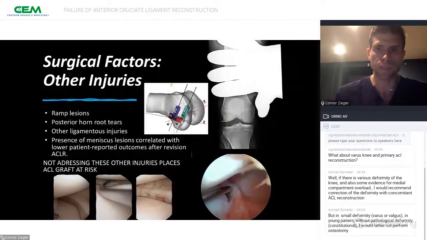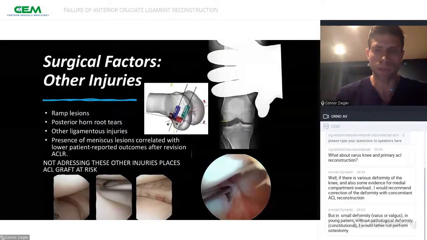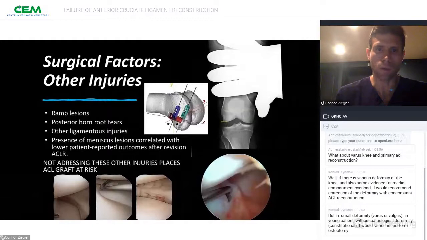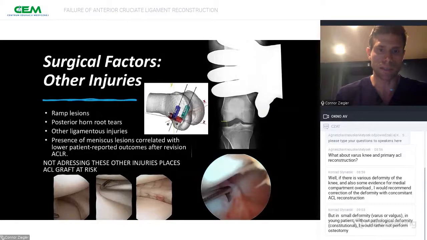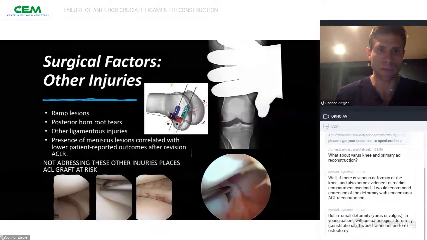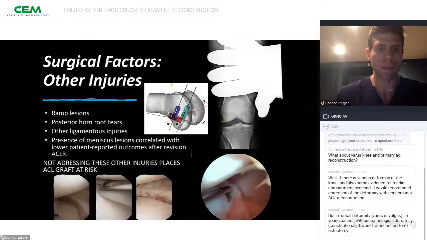What about other injuries? Well, you need to look for them, certainly. These include ramp lesions or posterior-medial meniscocapsular separations, which occur in 13% of ACL tears in some reports. Posterior horn meniscal root tears, particularly the lateral side. And presence of meniscal lesions we know is correlated with lower patient-reported outcomes after revision ACL reconstruction. So not addressing these other injuries places the ACL graft at increased risk.